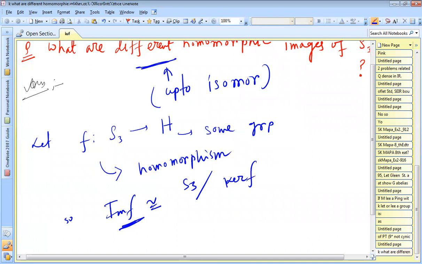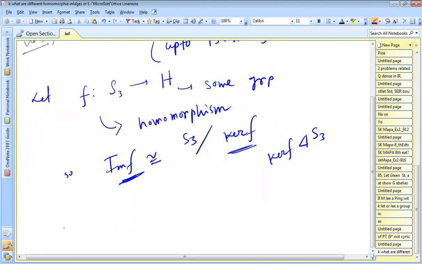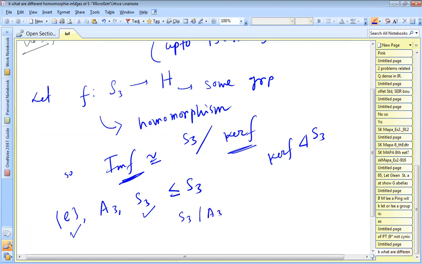So look, what are the possible kernels? Now, the kernel is a normal subgroup of S3. The subgroups of S3 are only the identity, A3, and S3. These are the only subgroups of S3. The identity and S3 are normal, and A3 is normal since the index of A3 in S3 is 2. So A3 is normal in S3.